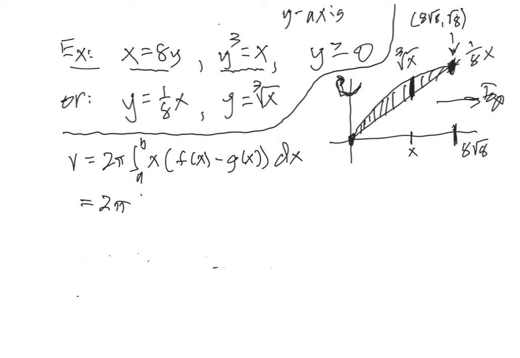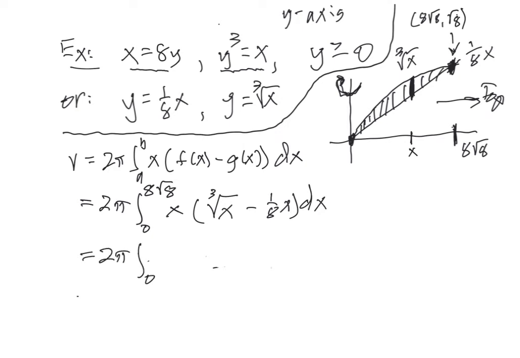2 pi in the x direction, a is 0 and b is 8 square roots of 8, or 16 square roots of 2, however you like to write it. And then we get an x. The function on the top is the cubed root, and the function on the bottom is the line, 1/8 x. So that is 2 pi integral 0 to, I'll write it here, just 16 square roots of 2.